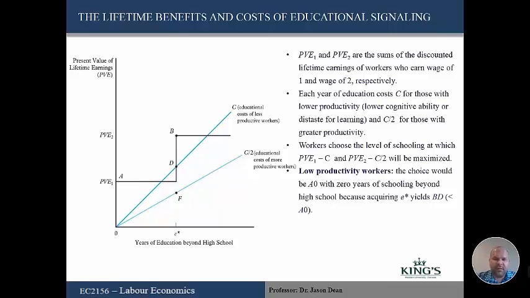So again, if you consider low ability workers, suppose they choose E1 years of schooling. Well, their return is not going to be very good. The actual return will be this distance here. So they can maximize their return by getting 0 years of schooling. For high ability workers, suppose they choose E2. Their present value of lifetime earnings is going to be PVE2, and the cost will be down here.